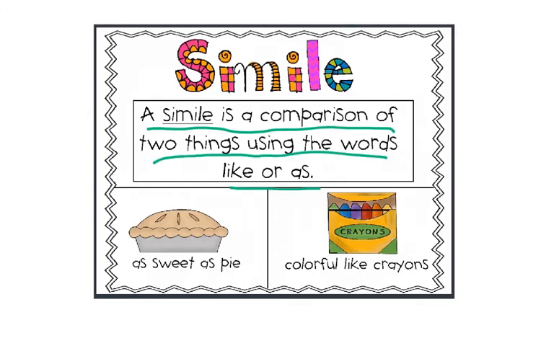So this is very important because there is a similar figure of speech called a metaphor, which we will talk about tomorrow. And there's a key difference between metaphors and similes. And that key difference is these words, like and as. So make sure you make a note of that. Here's a couple examples below. As sweet as pie. Colorful like crayons.